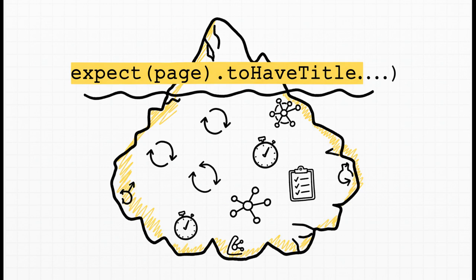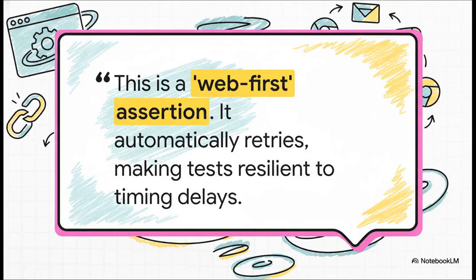But hiding underneath this simple command is a whole iceberg of powerful features. This is where the real magic of Playwright's assertions comes to life. Here's the insider tip. This isn't just a simple check. It's what they call a web-first assertion. Playwright won't just check the title one time and then fail if it's not right. Oh no. It will automatically keep rechecking over and over for a few seconds until the title finally matches or it times out. This one feature makes your tests incredibly resilient to all those tiny network glitches and rendering delays that cause so much pain in other frameworks.